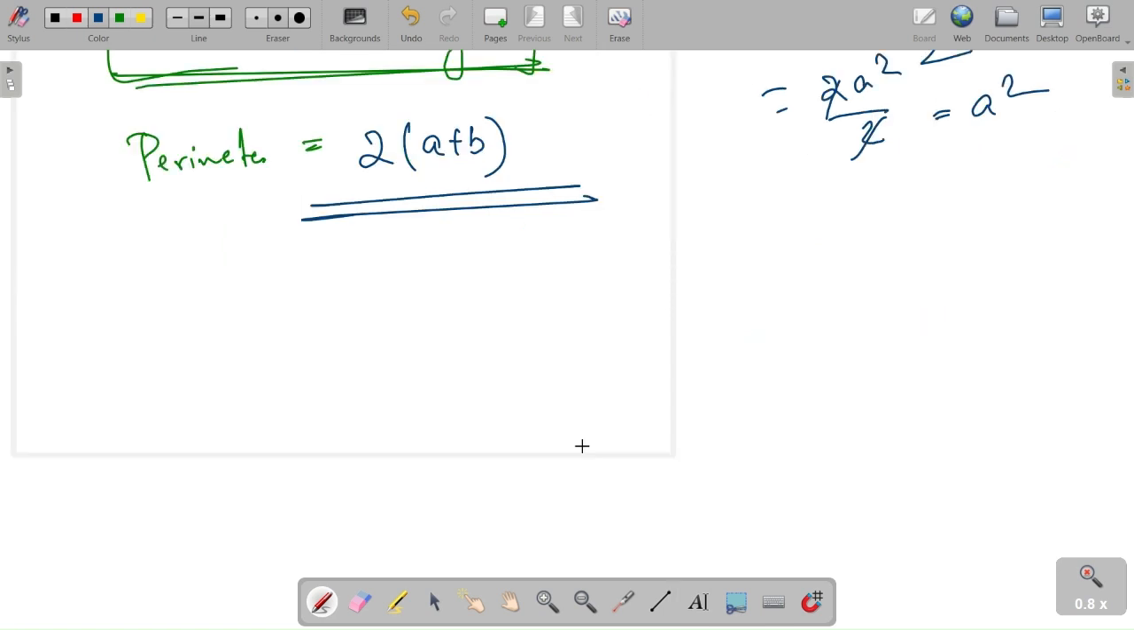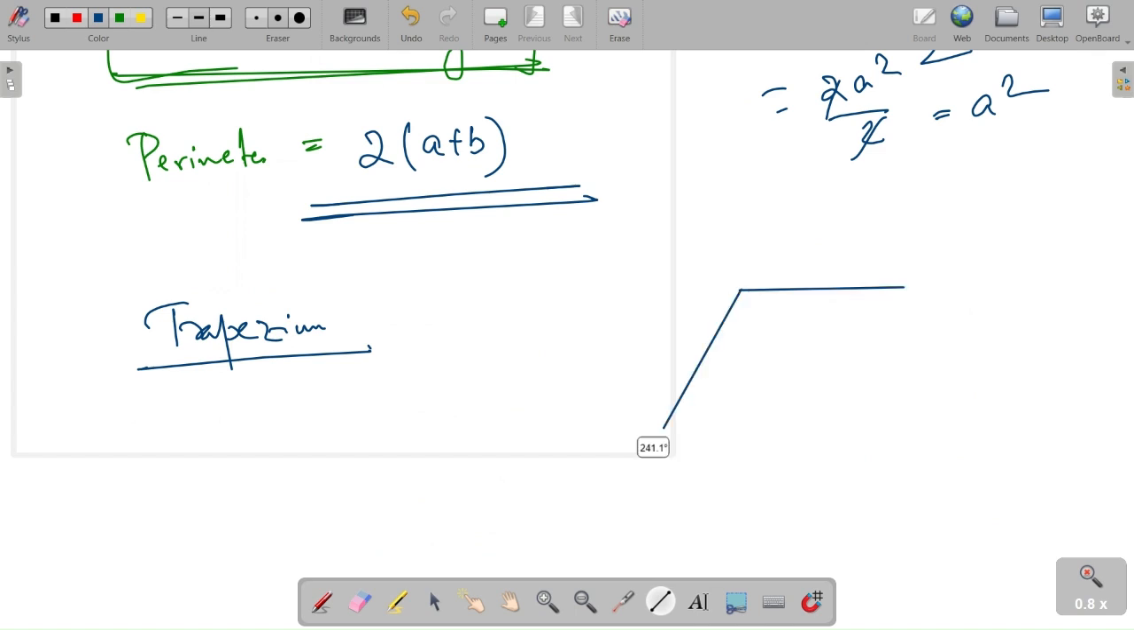And the last is a trapezium. There is another thing called rhombus, but I don't think you guys have rhombus. We'll see anyway. What is a trapezium? A trapezium has one pair of parallel sides. The other side is not parallel. So here this and this are parallel. This and this side are not parallel. AB is parallel to CD, but AD is not parallel to BC.